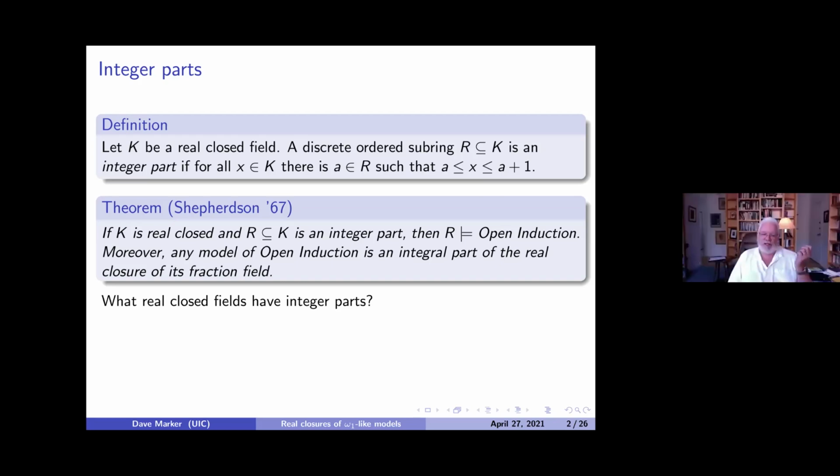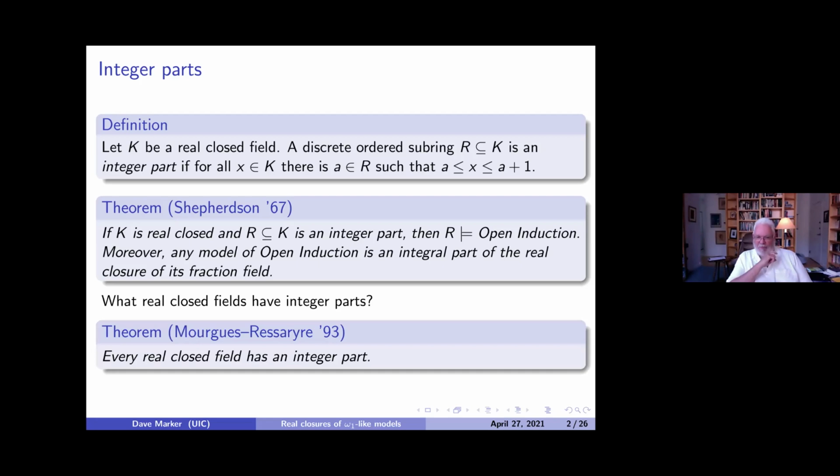Okay, and the second thing was that any model of open induction, there's enough induction there to show that the fraction field is dense in the real closure, so that the ring itself is an integer part of the real closure. And this theorem of Shepherdson is used in a lot of the results. Any time you try to prove independence results about open induction, it's used by constructing some complicated real closed field with an integer part. A question that I think Angus and I asked at one point was, what real closed fields have integer parts? And our belief was that we would be able to construct a real closed field and somehow diagonalize out, and so it had no integer parts.